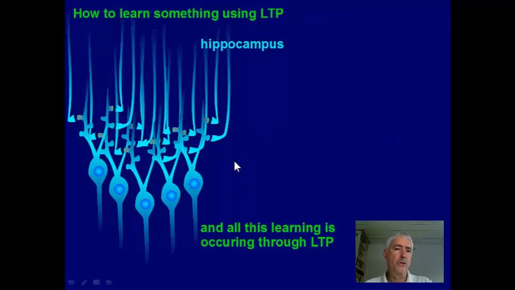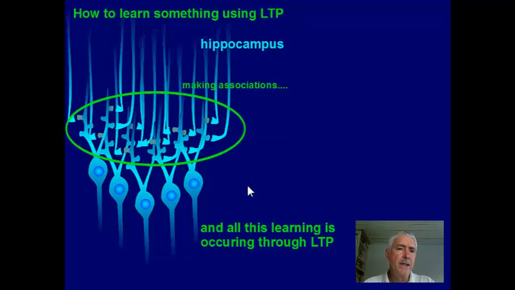Okay, now to the hippocampus. And I said here it's a bit more difficult to conceptualize how the hippocampus is using LTP to create memories. The thing it's doing here for sure is in all these synapses and changing the strengths of the synapses, it's making associations. It's making associations of the sensory input that is coming first into the cortex and then down into the hippocampus.